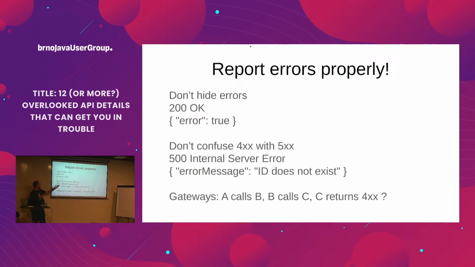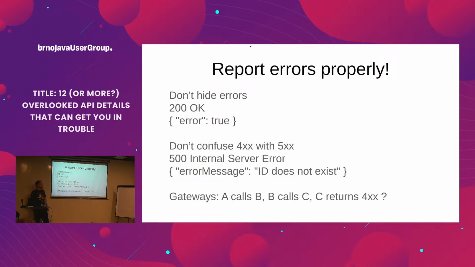Now 400 and 500, again that's something that can be neglected, but if there's something wrong with the request and we return 500, then the client thinks, okay, it didn't work now, let's try again, and it will retry and bring our service down. So if we know that something is wrong with the request, we should return the 400 so that the client knows that it doesn't make sense to retry.